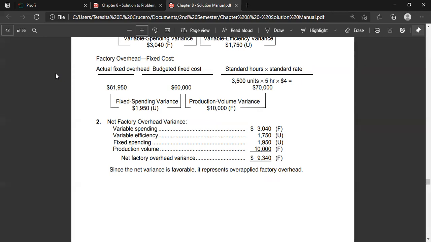Okay, so we have now the net factory overhead variance of 9,340. There are two favorable and two unfavorable. So you have to get the net variance, which is favorable, representing over applied factory overhead.